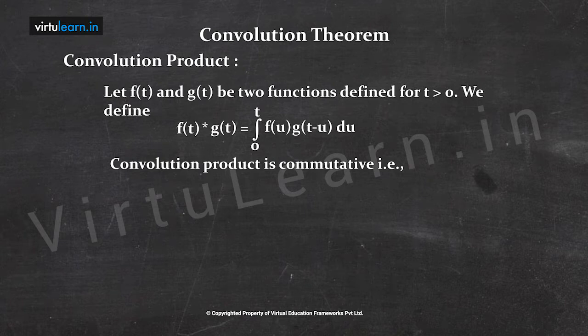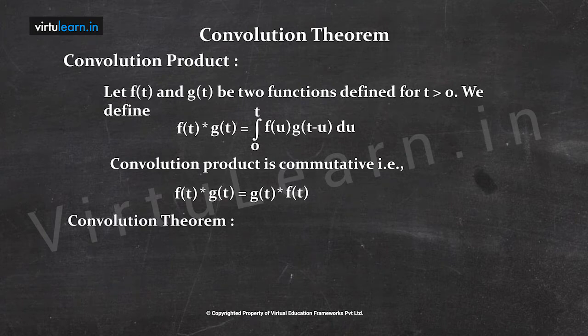Now one important property: f of t star g of t equals g of t star f of t. That means the convolution product of f of t and g of t equals the convolution product of g of t and f of t. This is the commutative property, so both sides are equal. Once you know the definition of the convolution product, we can apply the convolution theorem to the problems.